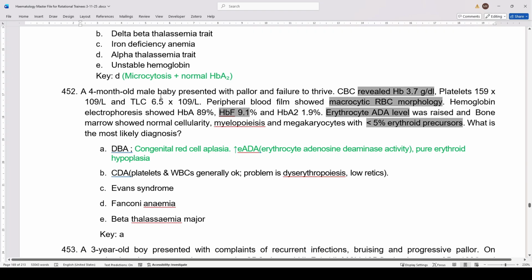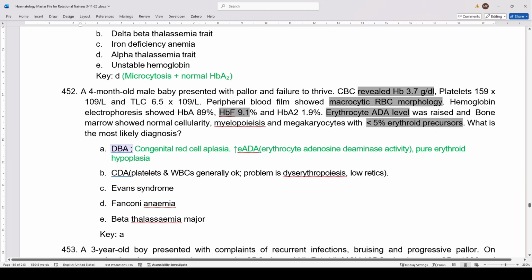Platelet 159, TLC normal. A peripheral smear showed macrocytic RBC morphology. Hemoglobin electrophoresis showed HB of 89, HbA is 89, HbF is 9.1, HbA2 is 1.9. Erythroid ADA levels were raised. Okay, and bone marrow showed normal cellularity. Myelopoiesis and megakaryocytes are normal, and there is less than 5% erythroid precursors.